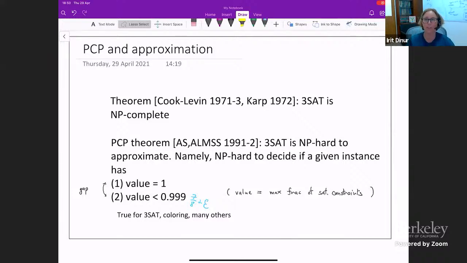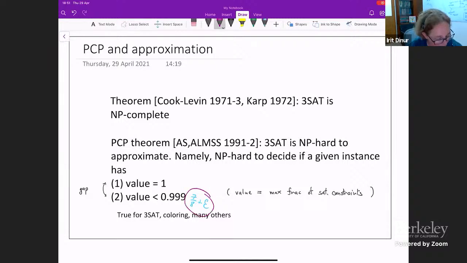The question is, you give me some formula, do I know algorithmically how to pinpoint the value or to approximate the value? The famous theorem says that deciding if the value is 1 or not 1 is NP-hard. And the PCP theorem says that even with a gap, deciding if the value is 1 or below 0.999 is also NP-hard. And in fact, 0.999 is not even the right number for 3-SAT.